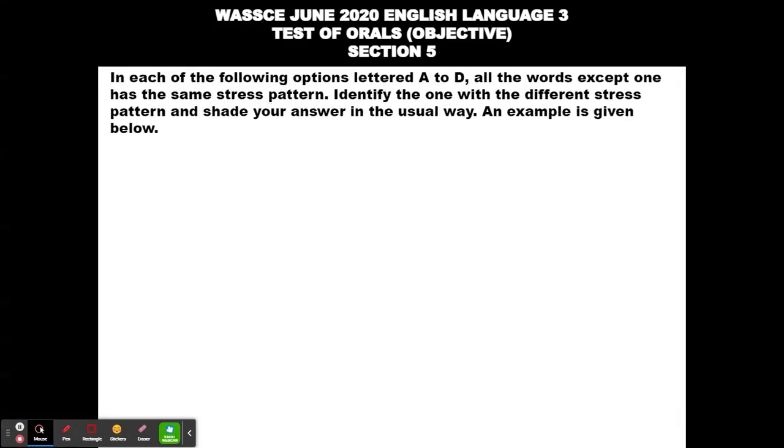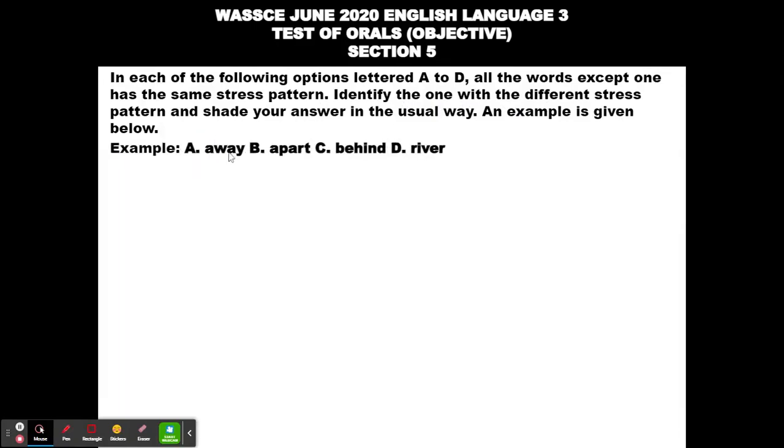And the next section is still on stress pattern. In each of the following options, letter A to D, all the words except one have the same stress pattern. Identify the one with the different stress pattern and shade your answer in the usual way. An example is given below.